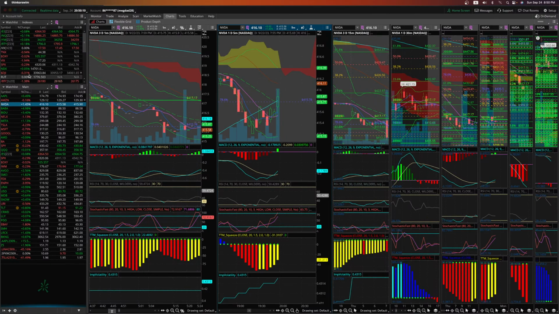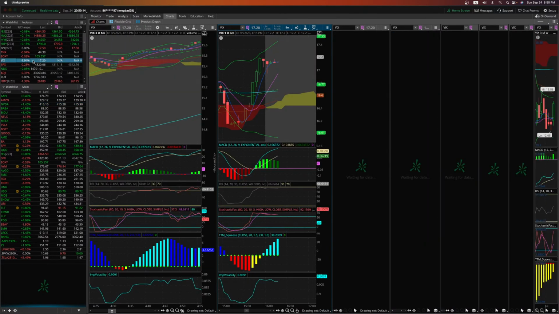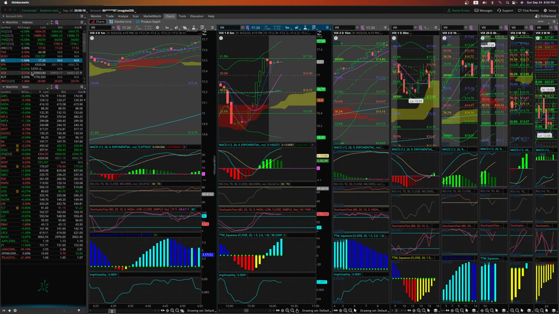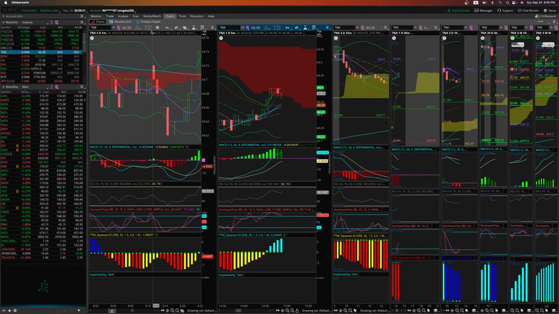VIX. I want to go over it. VIX and TNX and DXY. These are three really important names and symbols that you want to always keep an eye on. TNX is treasury. That's really important. That's just inflation, bonds, and a representation of everything: inflation, bonds, treasury, and everything.